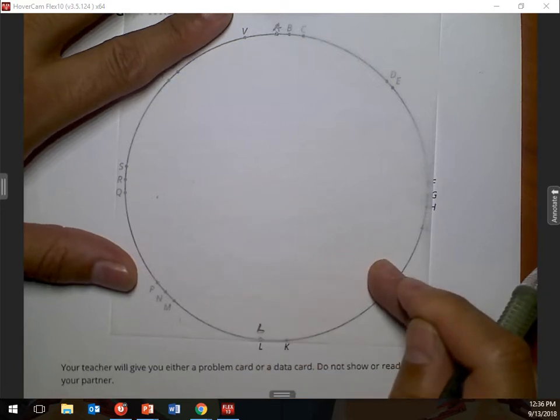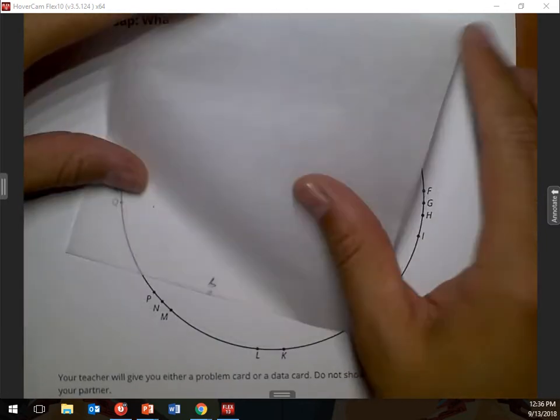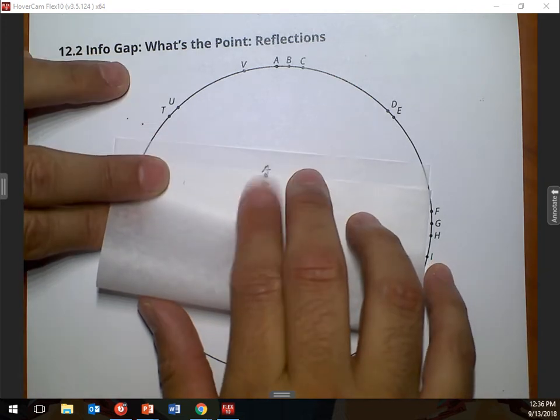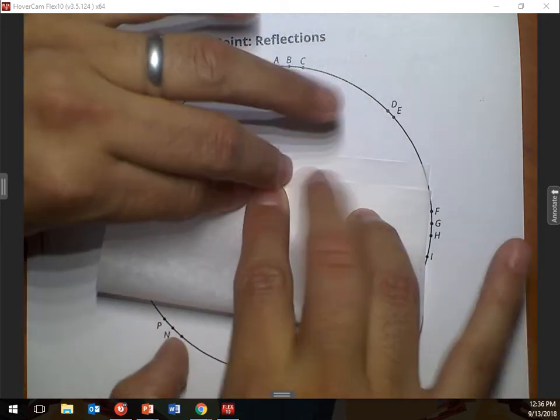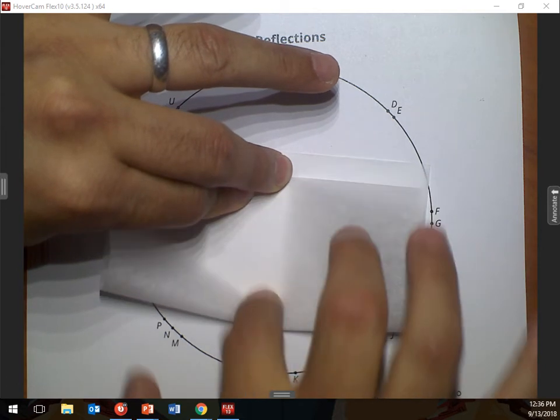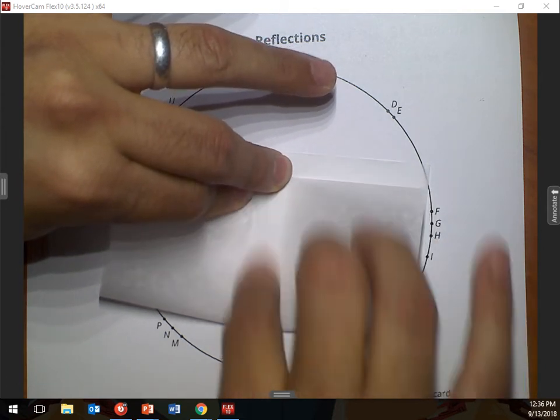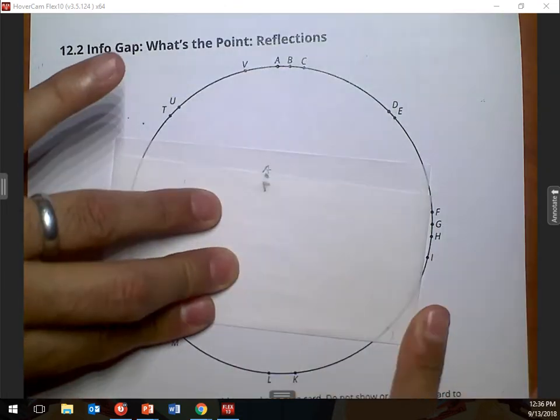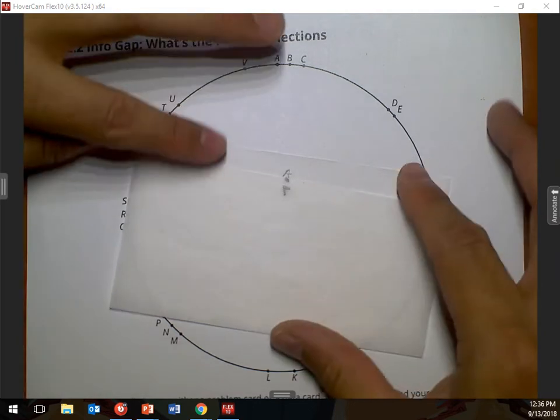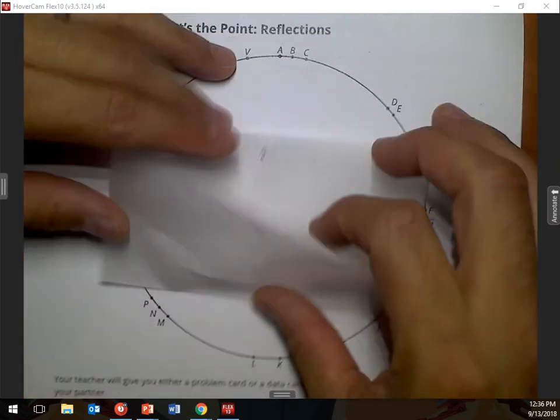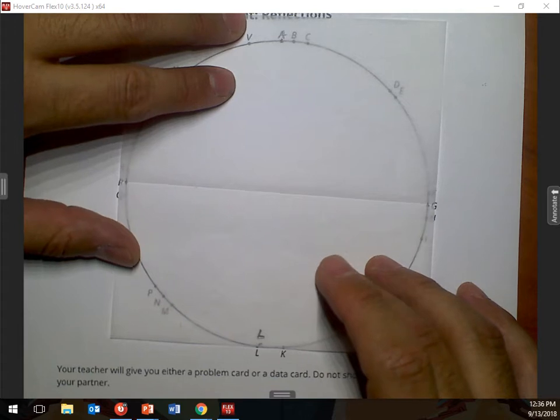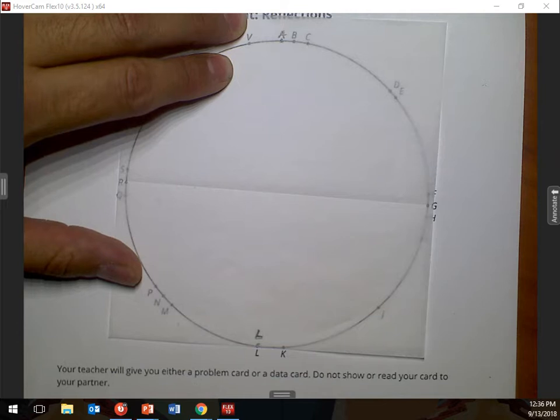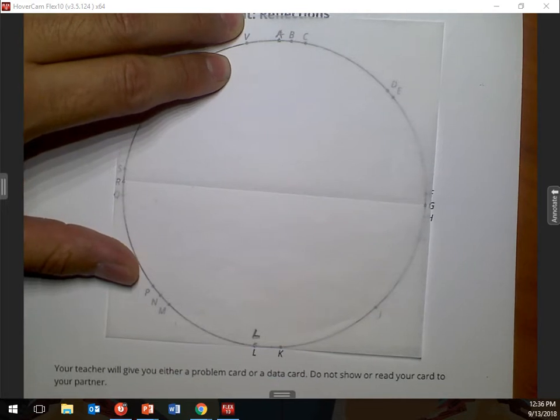So what did I say to do? Fold it. So I'm going to put one on top of the other, right? As I fold it, put it right on top. Okay, is it still there? Yep. Image of A is L, so it folds right here. Line that up right there, and it looks like my line should be R to G.